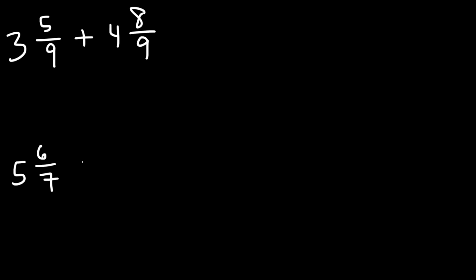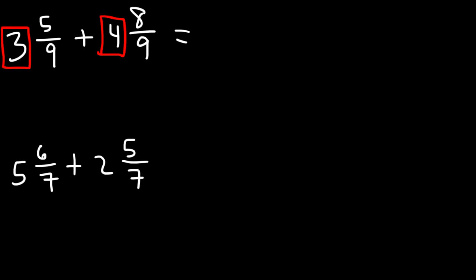Go ahead and try these two. 3 and 5 over 9 plus 4 and 8 over 9. And then try 5 and 6 over 7 plus 2 and 5 over 7. So first I'm going to add the 3 and the 4 together. So 3 plus 4, that's 7. And then I'm going to add 5 over 9 plus 8 over 9, which is 13 over 9.